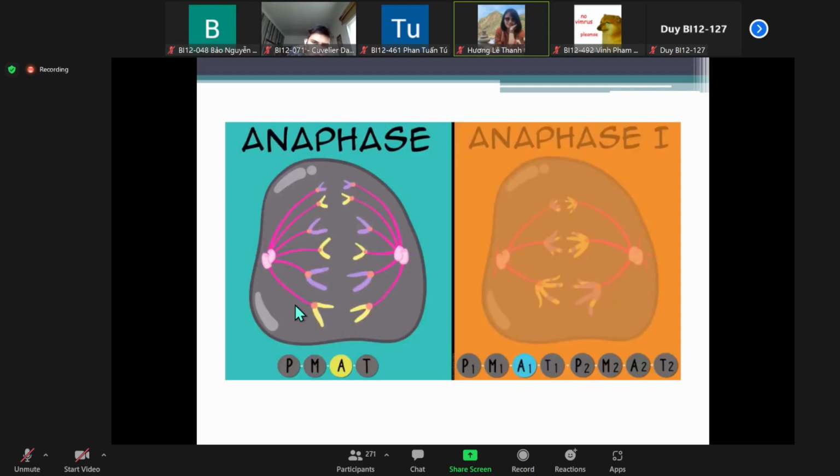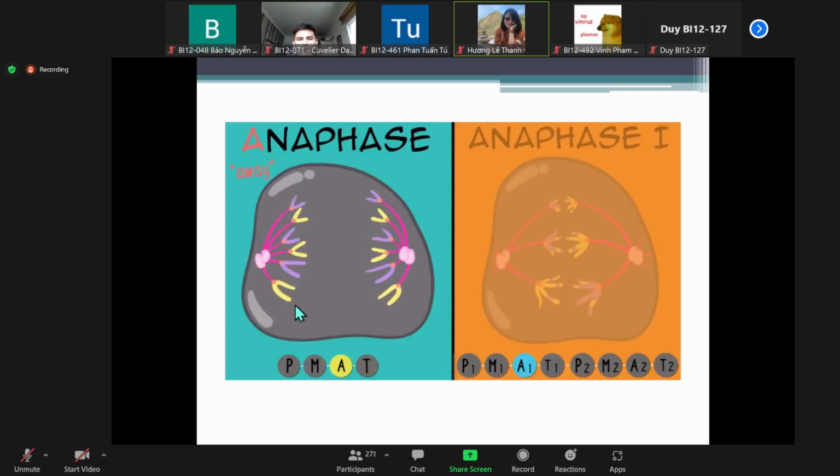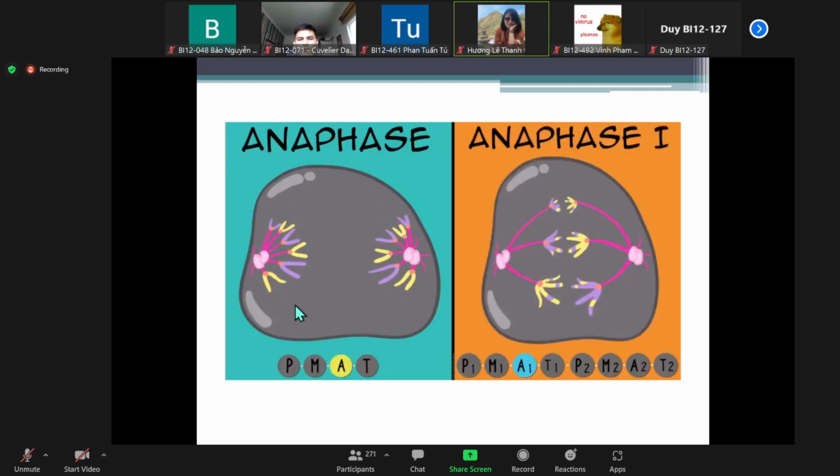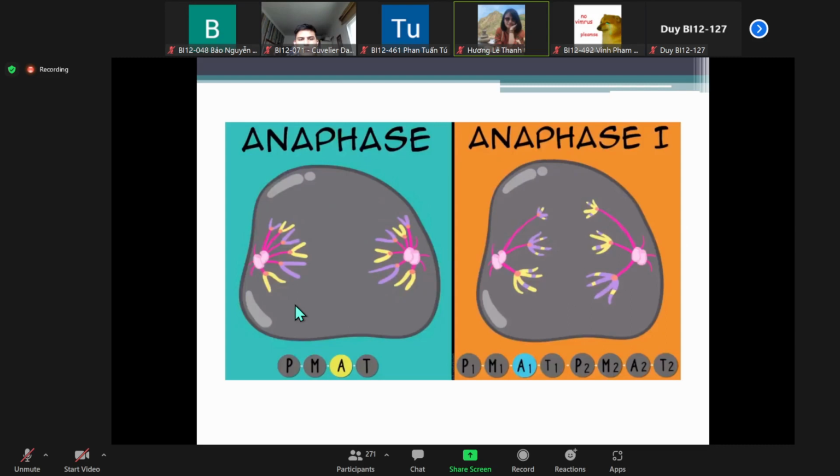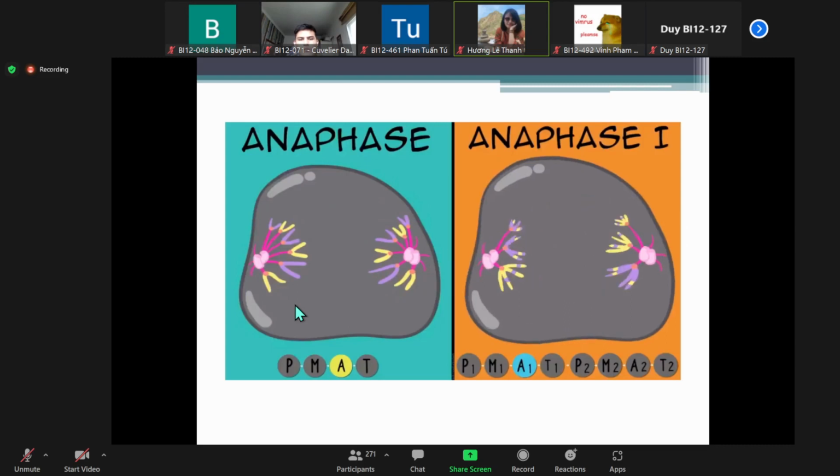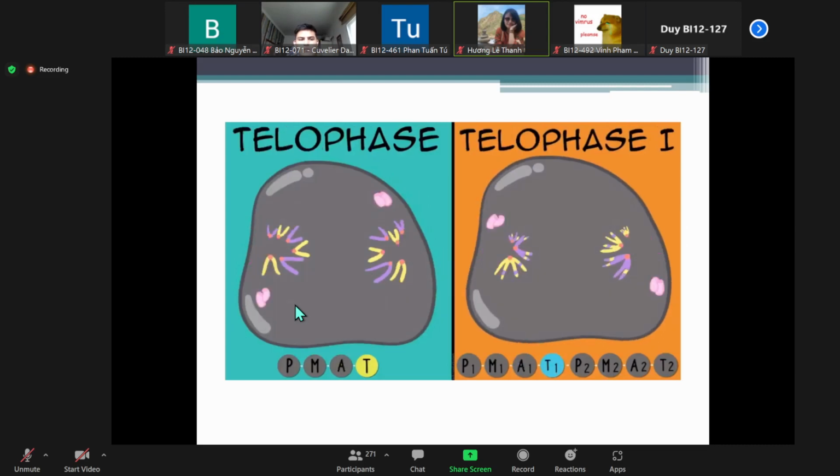Anaphase in mitosis. I like to think of the A for away, the chromatids are pulled away by the work of the spindles. They are moving to opposite sides of the cell. Anaphase 1 in meiosis. Same thing, but in this case, it's the chromosomes, not chromatids, being pulled away to opposite sides of the cell. Telophase in mitosis and telophase 1 in meiosis.